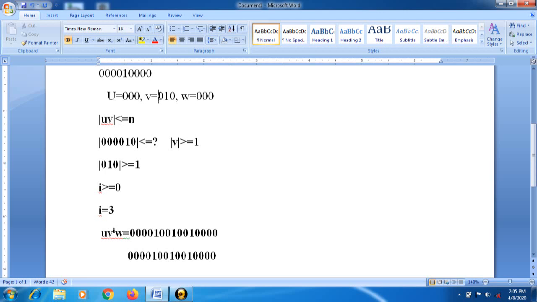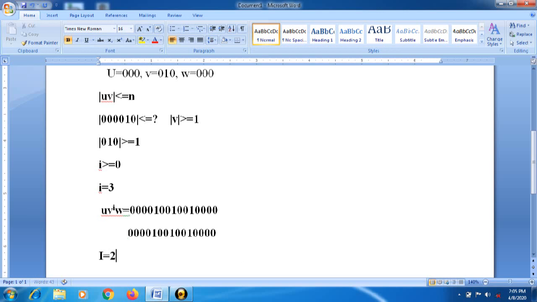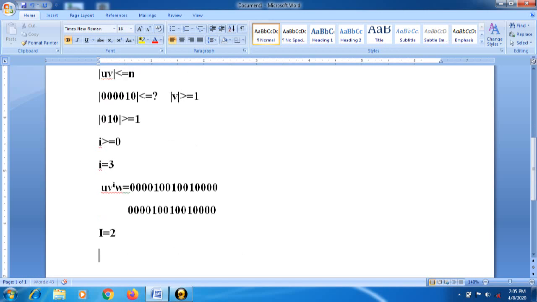In that case also our string is satisfied, and whenever we consider it as 2, what will happen? Here, whenever we consider the value of i equal to 2, our string becomes 000, then 010, 010, and again 3 zeros.